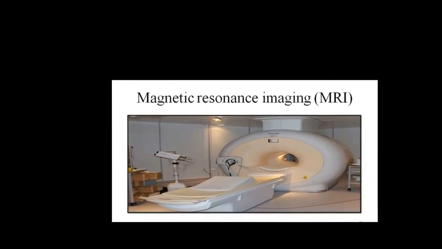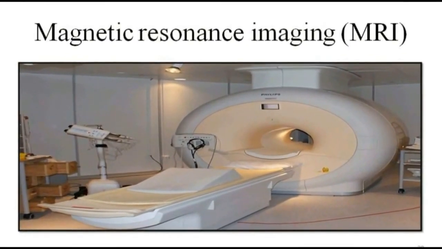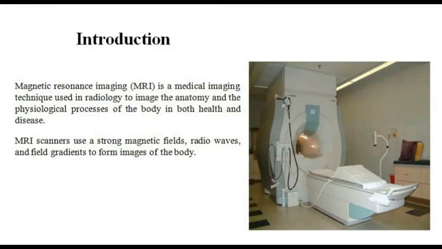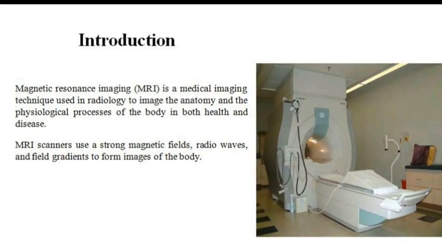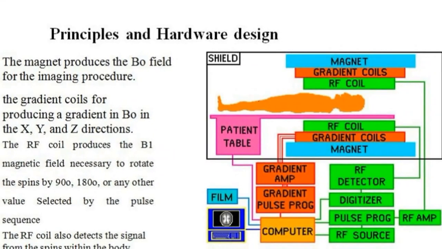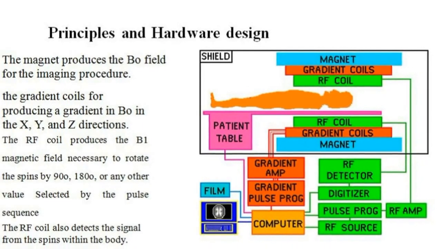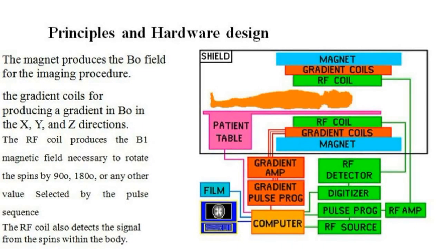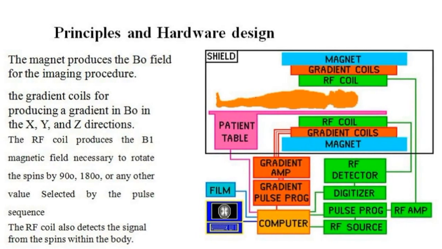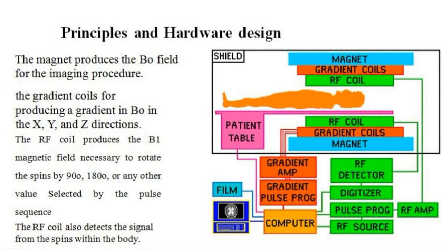Hello, I am Osman. I will proceed talking about the second case study, which is about magnetic resonance imaging. In the introduction, magnetic resonance imaging is a medical imaging technique used in radiology to image the anatomy and the physiological processes of the body in both health and disease. MRI scanners use a strong magnetic field, radio waves, and field gradients to form images of the body. Here in this slide, the principles and hardware design of the MRI are shown, with the procedure on the left side and the flow chart of the hardware design on the right side of the figure.